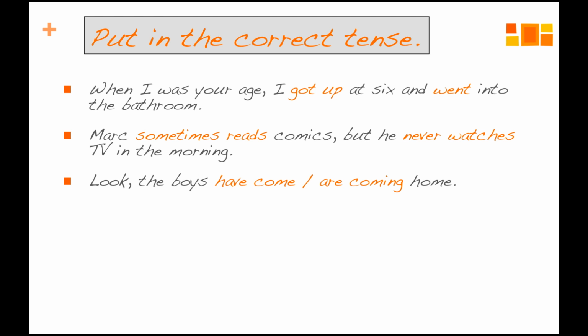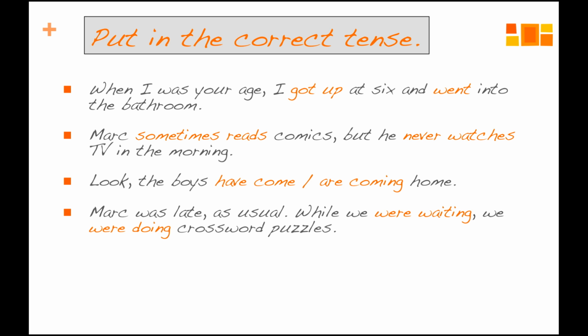Look, the boys are coming home. The moment you say look, it's clear that you're talking about what happens at the moment. And this is why we have the present progressive here. Look, the boys are coming home. You can also put in a present perfect, a simple present perfect. Look, the boys have come home. That also works. But we're not talking about the perfect tenses in that video tutorial. It's only past, present, and future. So put in a present progressive.